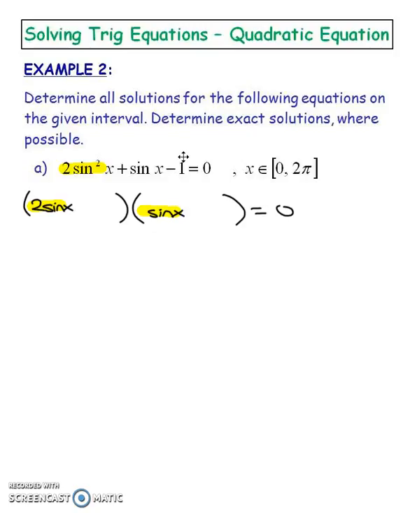Okay, so what I would do is take a look at this very first term and say, how do I break that down? Well, I need two sines to multiply together to give me the sine squared. I also have to make a 2, so 2 times this invisible 1 will give me that 2. So 2 sine times a sine gives you 2 sine squared. That means those are the first terms in each of the brackets.